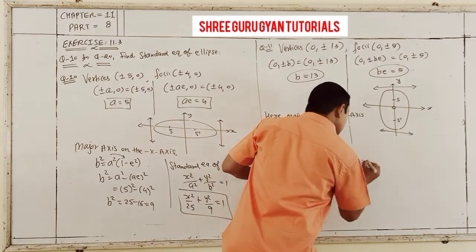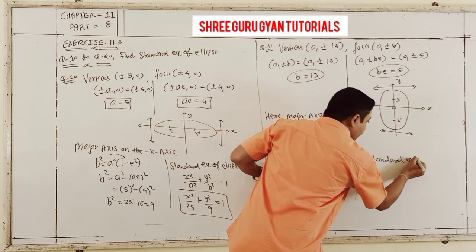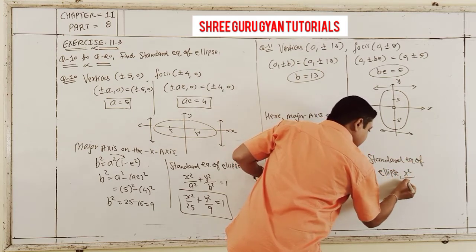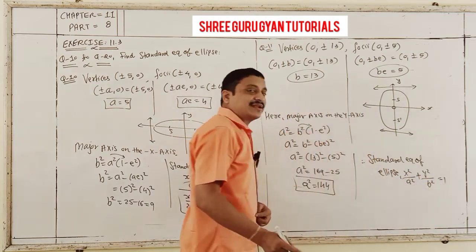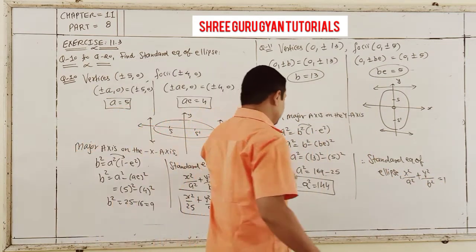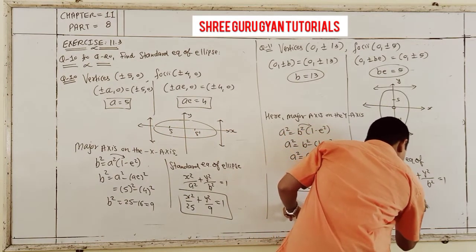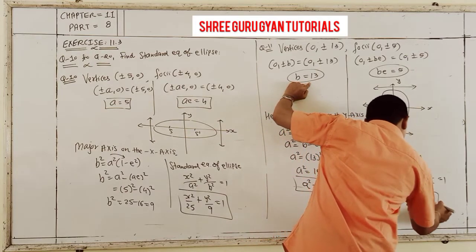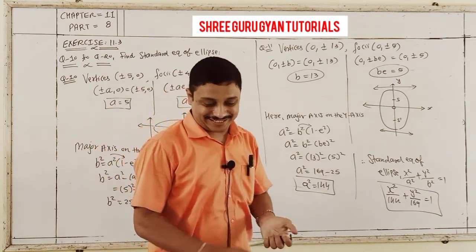So standard equation of ellipse: x square by a square plus y square by b square is equal to 1. So a square you know is 144. Yes, but b square also known, 13 square, 169, is equal to 1. A square 144 by b square 13 square 169.